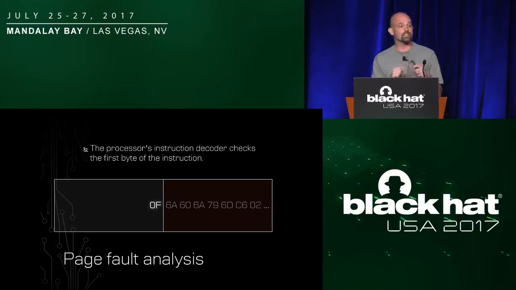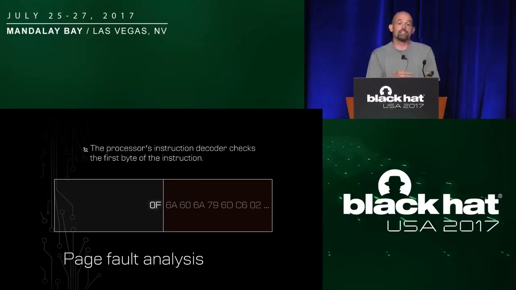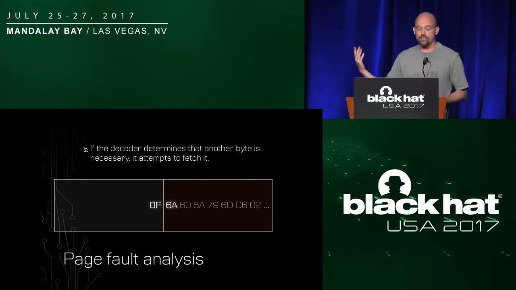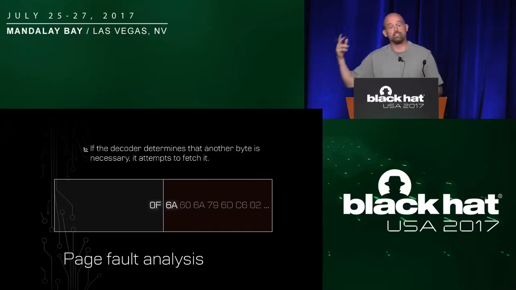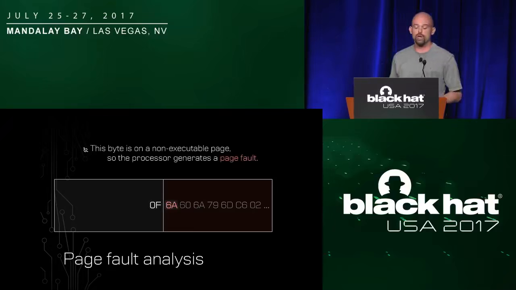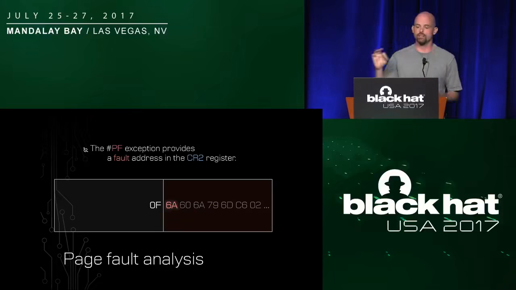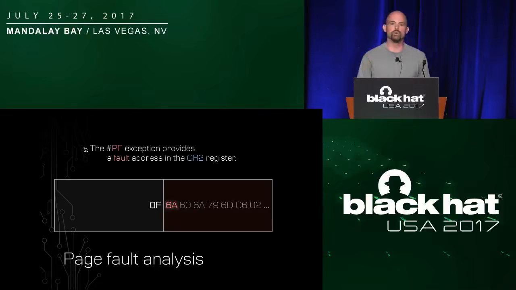Here's what happens internally in the processor when we do this. The processor first fetches that first byte, that 0F byte, out of the executable page. It sees 0F is not an instruction by itself. It needs more bytes for this instruction. So it tries to fetch the next byte, that 6A. But that 6A is sitting in a non-executable page. That means we get a page fault exception when it tries to hit 6A. Specifically, we get a page fault exception with the CR2 register loaded with the address of the page fault. So CR2 is going to point to the address of that second page in memory when we get this fault.